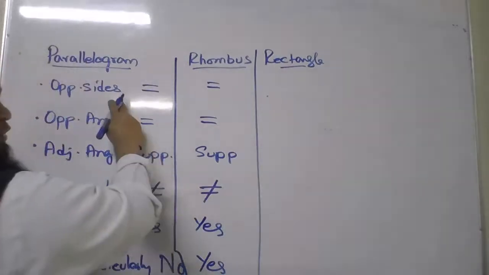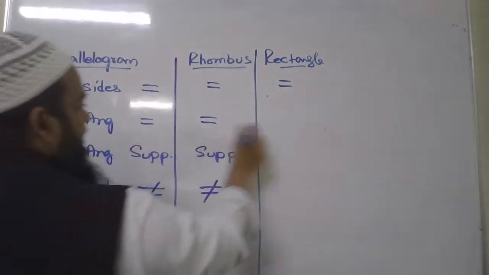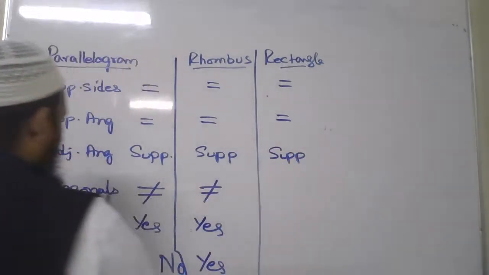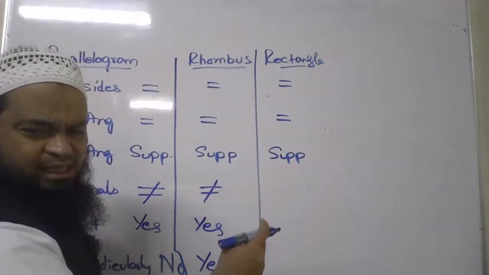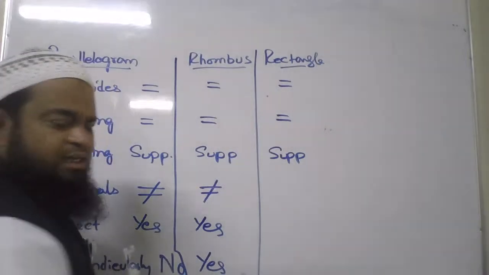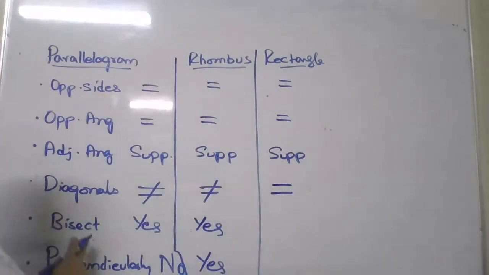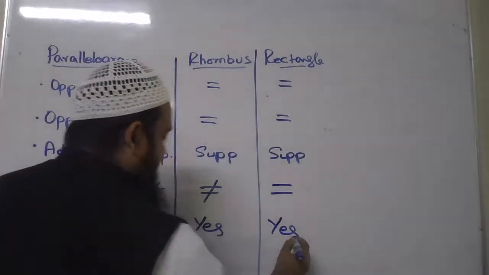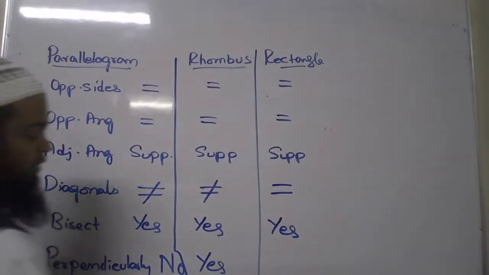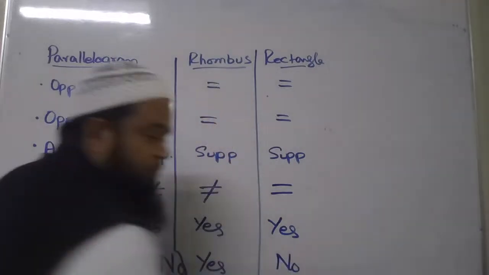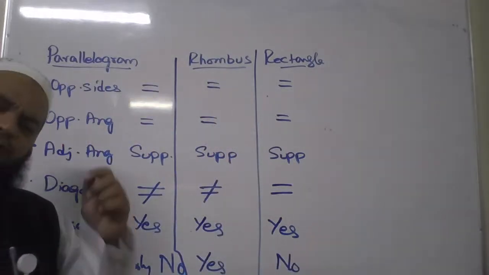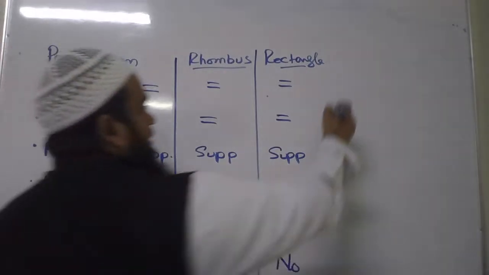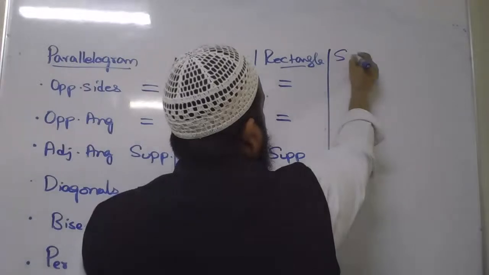So for rectangle, opposite sides, yes, equal. Opposite angles, equal. Adjacent angles, supplementary, yes, they are supplementary. Diagonals, in rectangle, they are equal. And do they bisect? Yes, they bisect. And they are perpendicular? No, they are not perpendicular. See, there it is very easy to remember these things. I'll explain you. Okay. Now let us go for square.